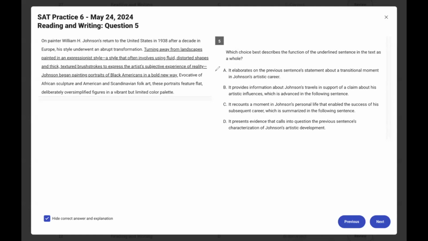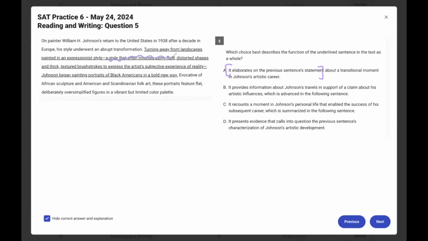Choice A says, it elaborates on the previous sentence's statement about a transitional moment in Jonson's artistic career. So this part here, it elaborates on the previous sentence's statement. Is it elaborating? Well, in sentence 1, it's basically saying that the painter William Jonson, after he returned to the United States after being in Europe for a decade, his artistic style went through an abrupt transformation. Then the next statement says he turned away from the expressionist artistic style.